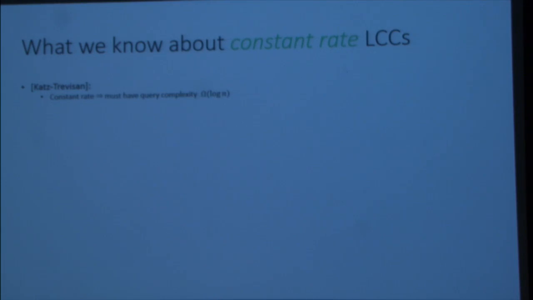And Katz and Trevisan showed a long time ago that if you want codes of constant rate, then you can't have constant query complexity. The query complexity needs to be at least log n. The Reed-Muller codes we talked about, if you want n to the beta query complexity, then the rate decays exponentially in 1 over beta.